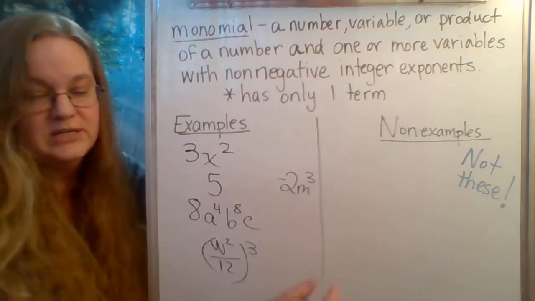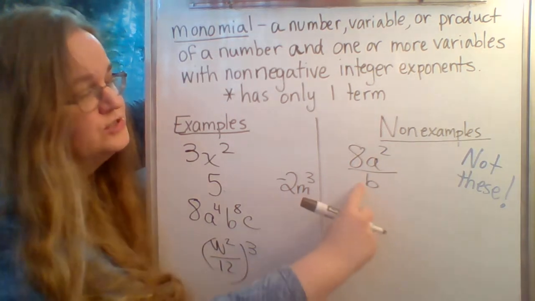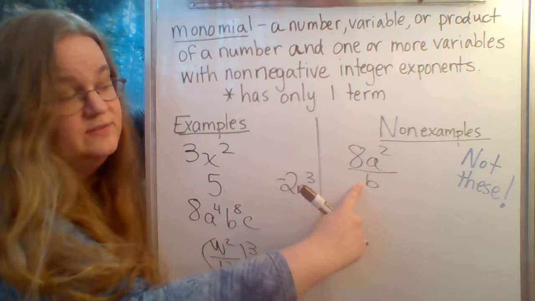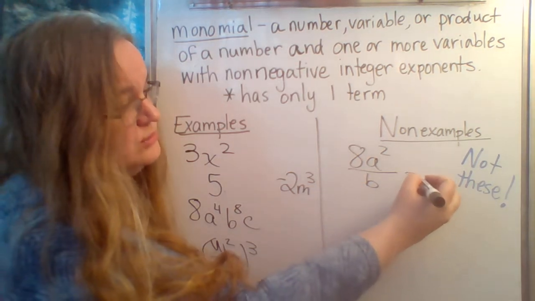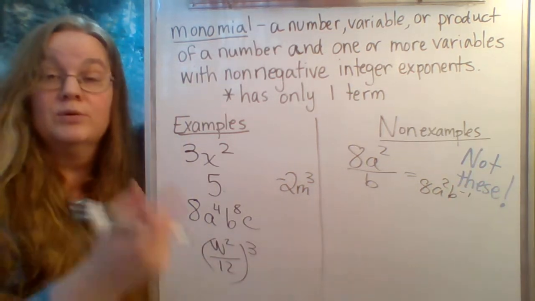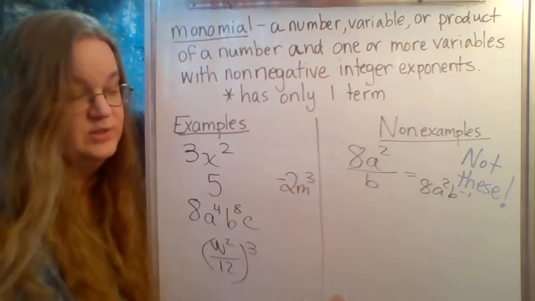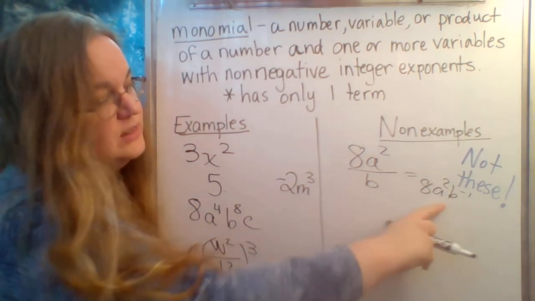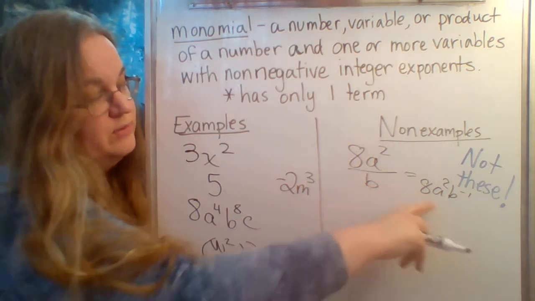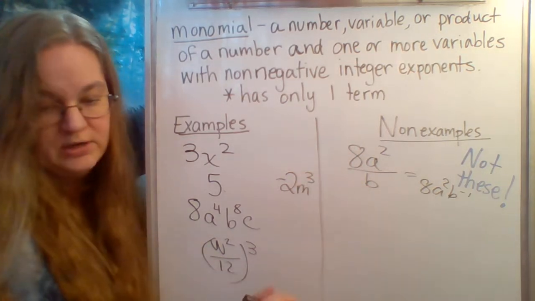Okay, so let's look at some non-examples. 8a squared divided by b. With b in the denominator, that's actually equivalent to a negative exponent. So that's equal to 8a squared b to the -1. If you remember from your notes yesterday, I showed you that as part of your notes. We'll be doing more practice with that this week. Looking at that, this is a non-example because this counts as a -1 if I were to write it this way. So this doesn't count. If you're dividing by a variable, it's not going to work.